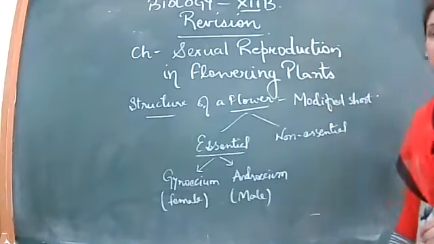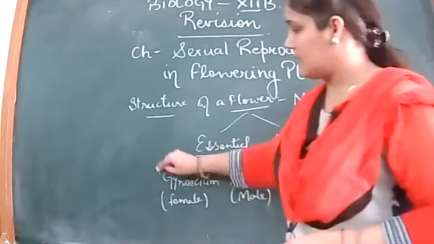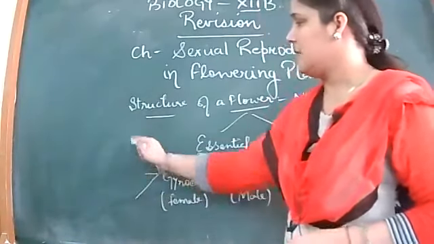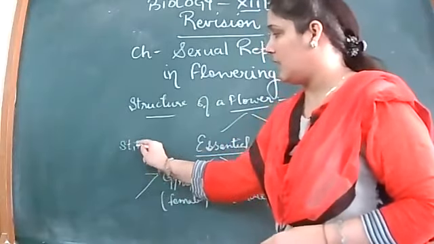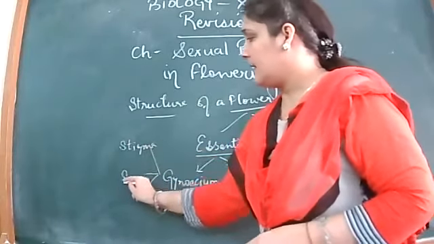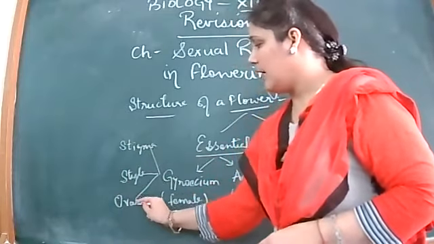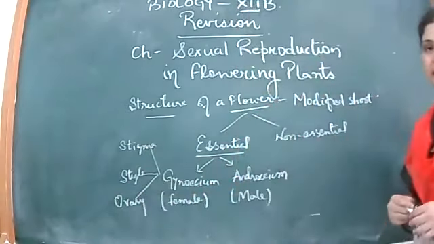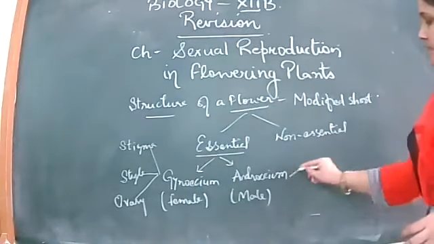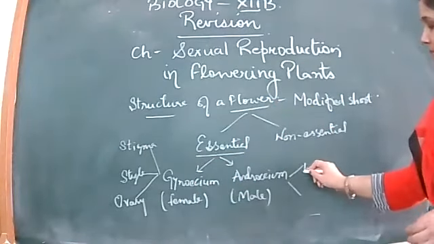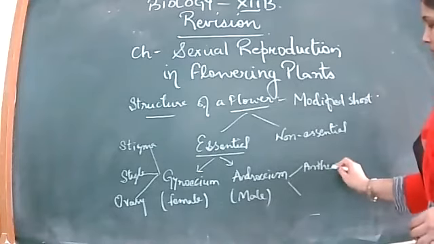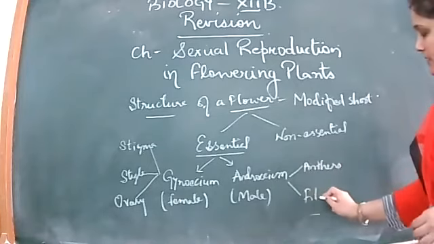The gynoecium further comprises three parts. What are the three parts of a gynoecium? The receptive end called the stigma, then the style, and lastly the ovary having the ovules in it, right? Androecium further has only two parts, the anthers and the filaments.